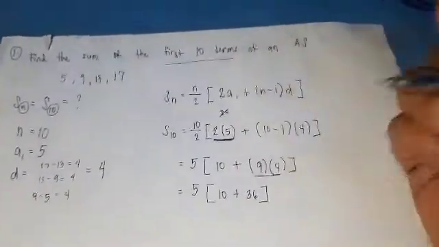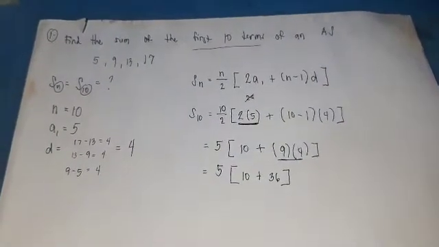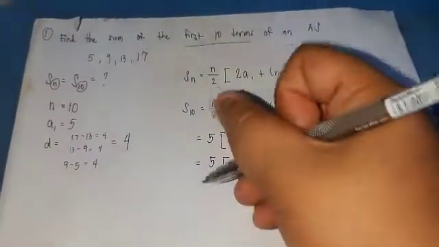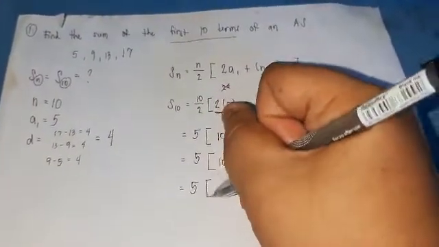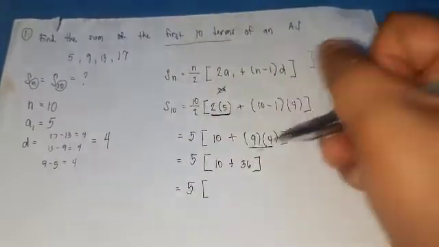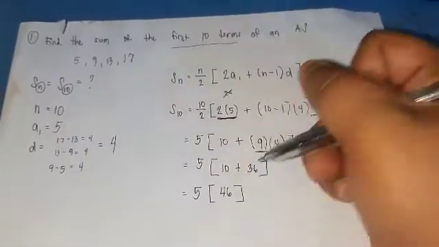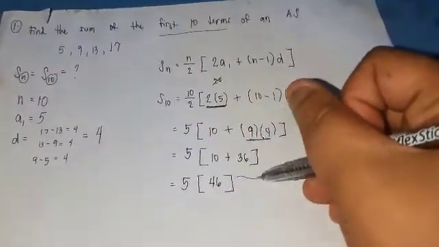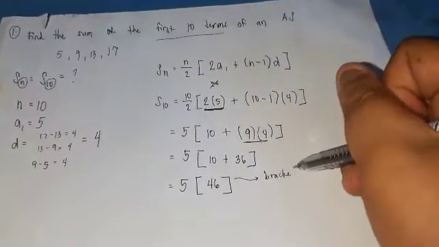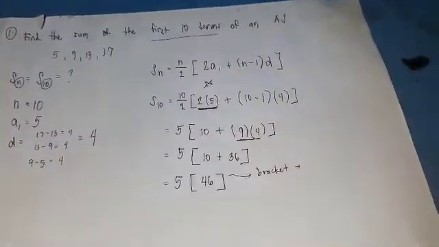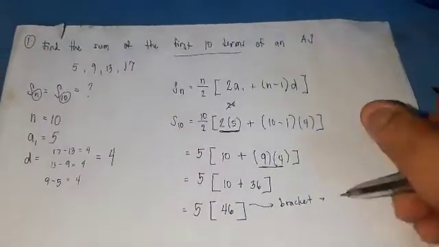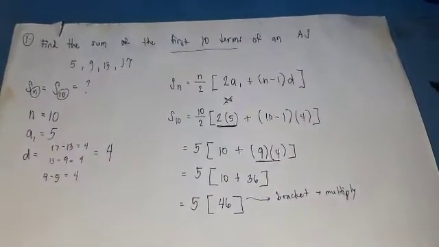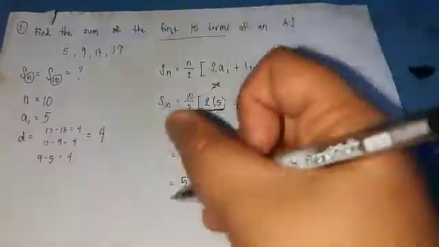Just follow along. Our solution is a bit long, so observe it carefully, and I hope you can follow. And you have your 5 here times the quantity of 10 plus 36. How much? It will give you 46. Class, do you have an idea what you call these symbols? This symbol is what we call a bracket. If you see a bracket, what do you think is the operation we are going to use? Yes, we're going to multiply still, though it's the same as parentheses. So 5 times 46, who can give me the answer?